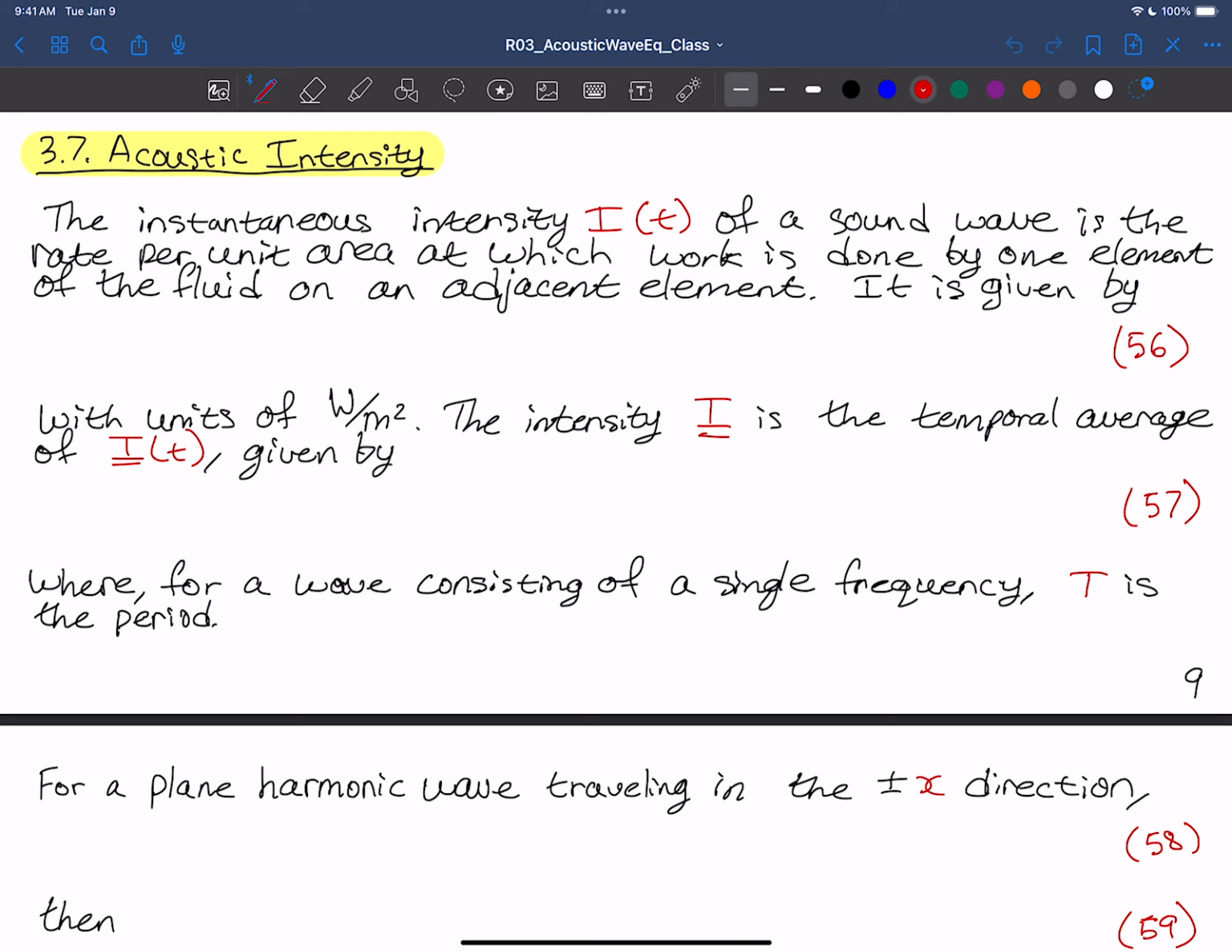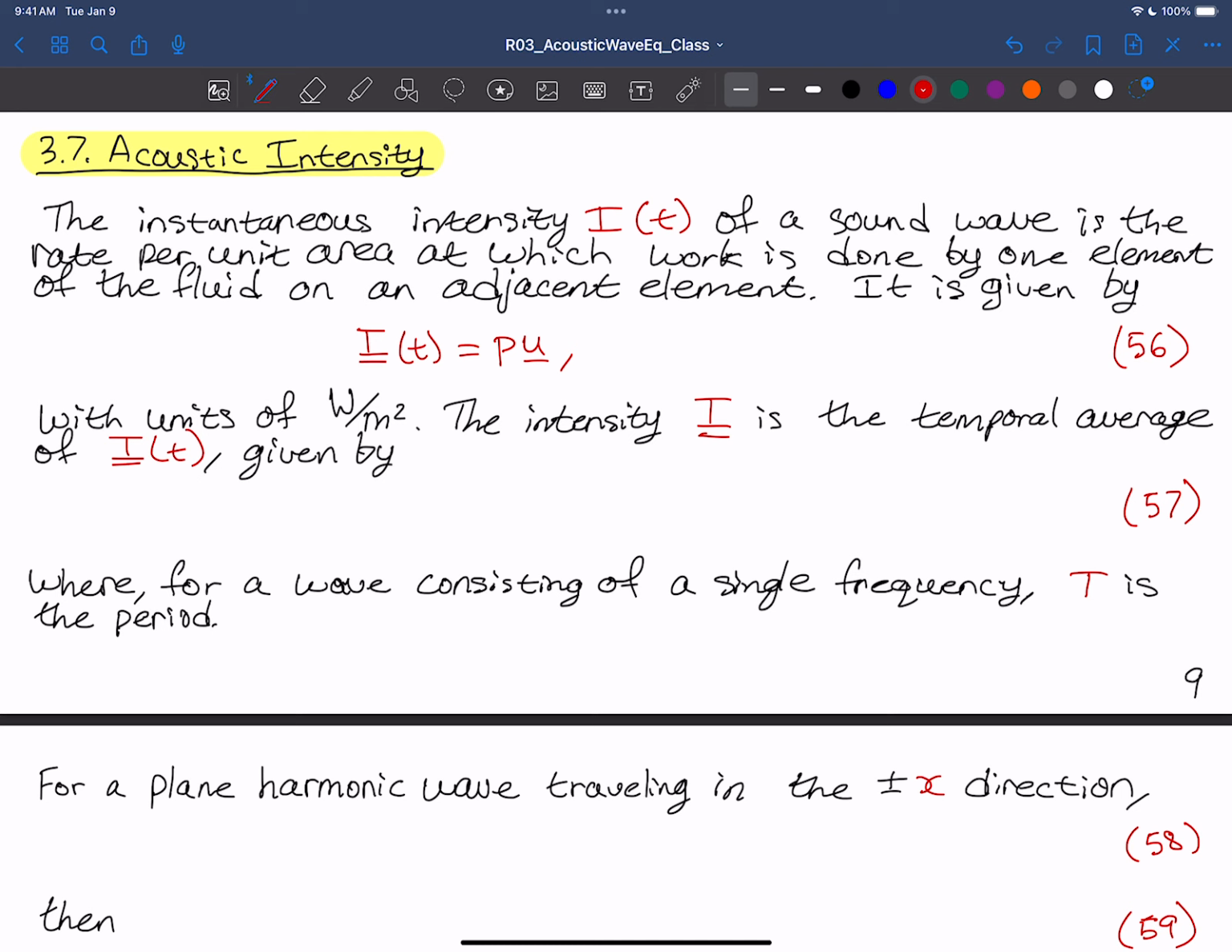So the instantaneous acoustic intensity, or big I of t, of a sound wave is the rate per unit area at which work is done by one element of a fluid on an adjacent fluid element. So these elements, as we divide them up, are pushing against each other, causing them to expand and contract, and therefore are doing work on each other. It is defined as big I, which is now a vector of time, equal to the pressure times the fluid particle velocity u. It has units of watts per meter squared.